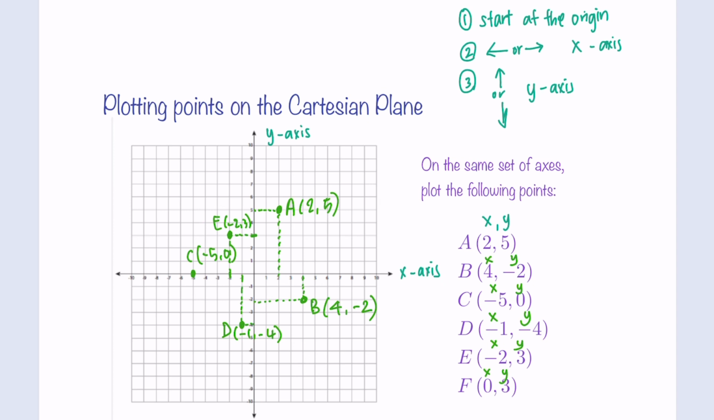So I'm just going to use a different color. Here, the red dot, this is F, where the x coordinate is 0 and the y is 3. So here is how you can plot points with the given coordinates.